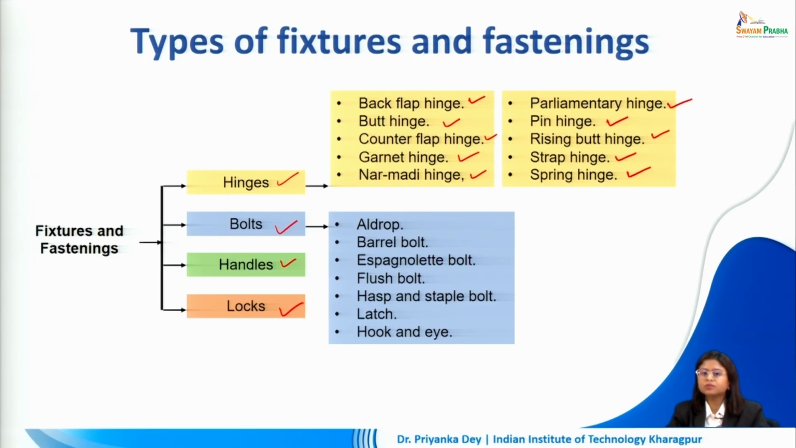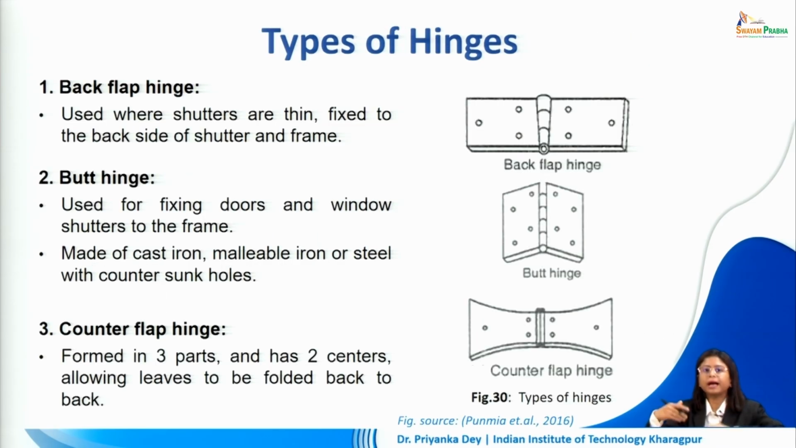In case of bolts, we can also have multiple options. So we can have L-drop, barrel bolt, espagnolet bolt, flush bolt, hasp and staple bolt, latches and hook and eye, which is used to stop windows in their open condition. Back flap hinge, this is what a back flap hinge looks like. It is used where shutters are thin, fixed to the back side of the frame and shutter. The butt hinge is used for fixing doors and window shutters to the frame, and they are made up of cast iron, malleable iron or steel with countersunk holes.